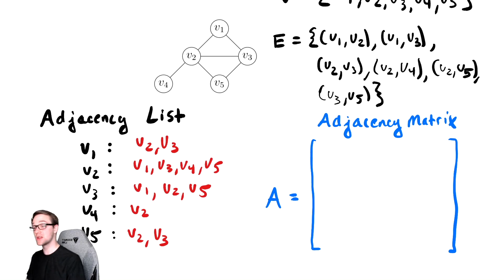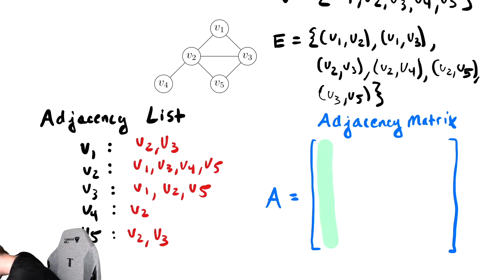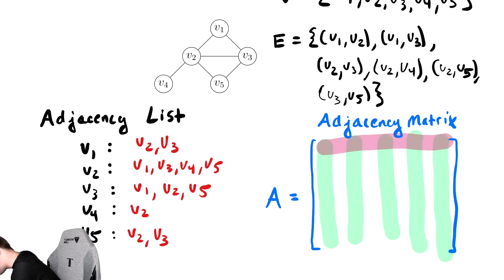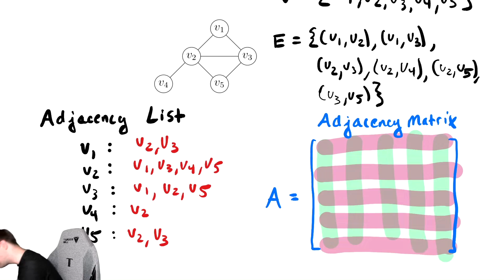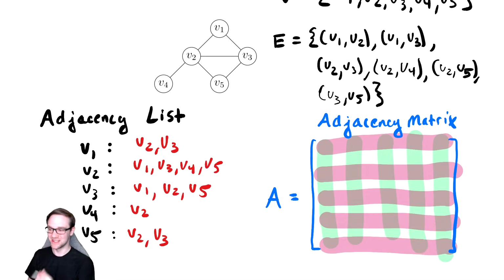What we do here is we're going to label this matrix by having 5 columns and 5 rows: 1, 2, 3, 4, 5. I apologize for my terrible choice of colors there. And we're going to represent if 2 vertices are adjacent by lining up their row and column.